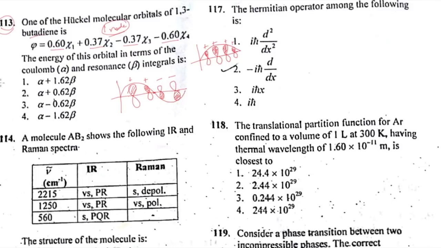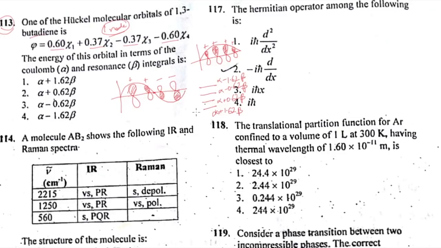Now for one node, what will the energy value be? If you draw the energy levels, I'm just doing it over here. If you have these four energy levels, the lowest one is alpha plus 1.62 beta, then you have alpha plus 0.62 beta, then alpha minus 0.62 beta, and then alpha minus 1.62 beta. I can give all the detailed data also, but that I am going to post on Unacademy. So this is how it is to be done.